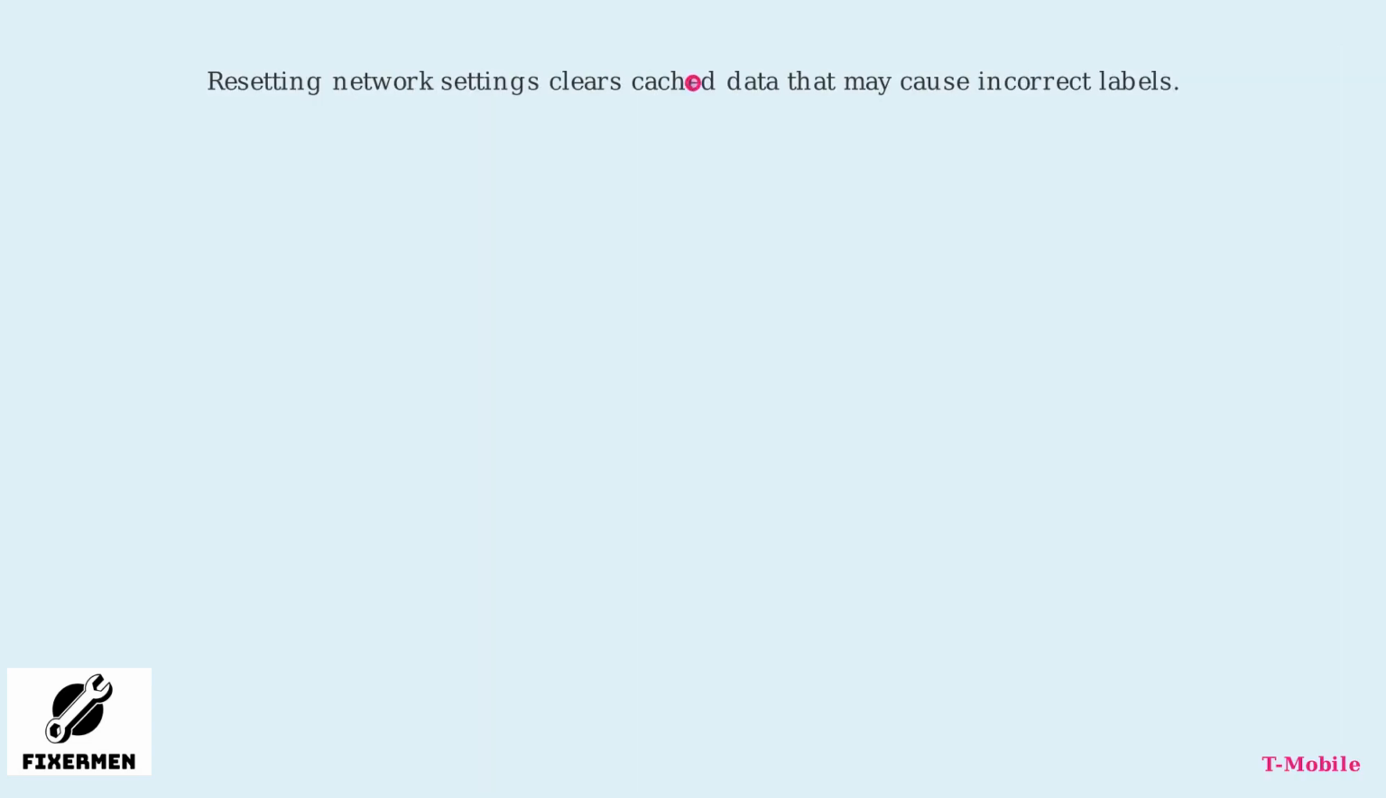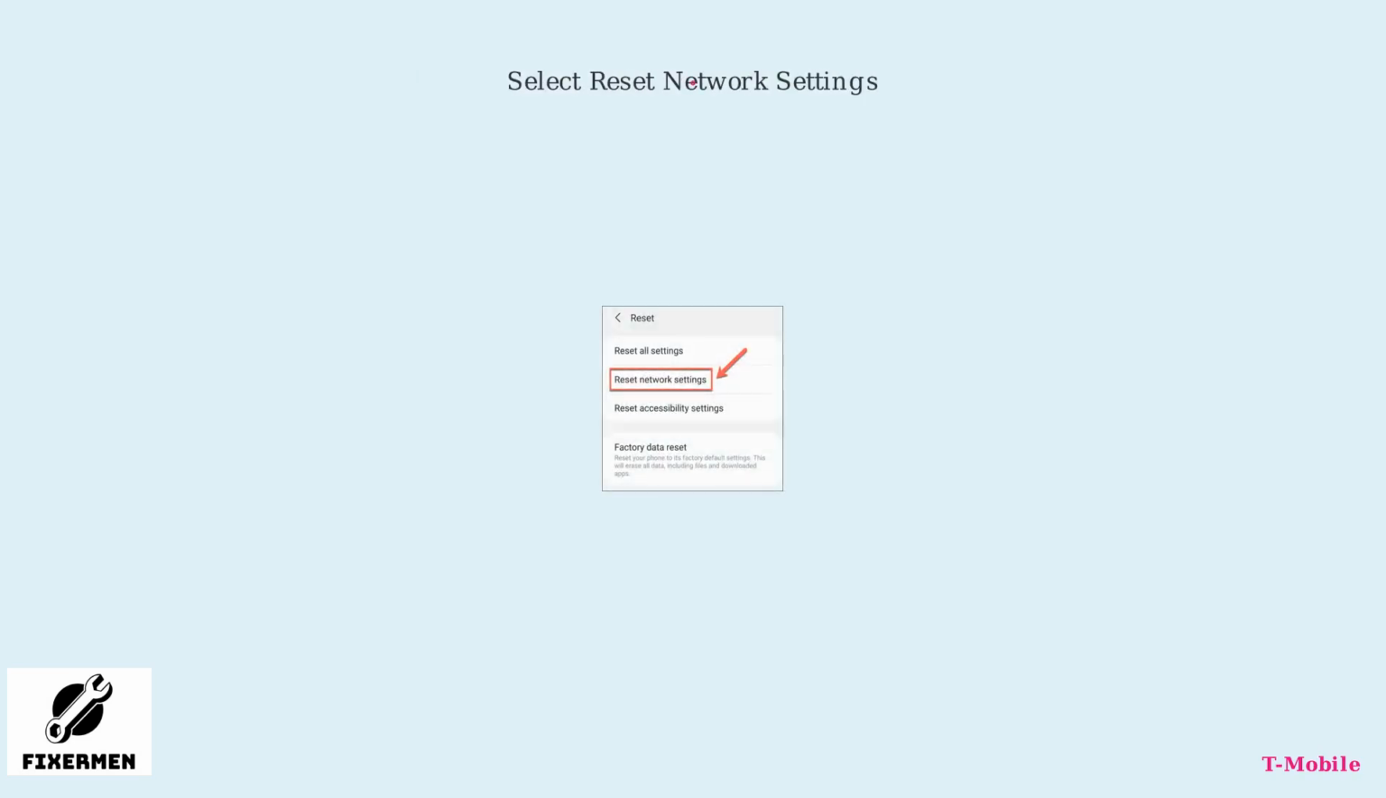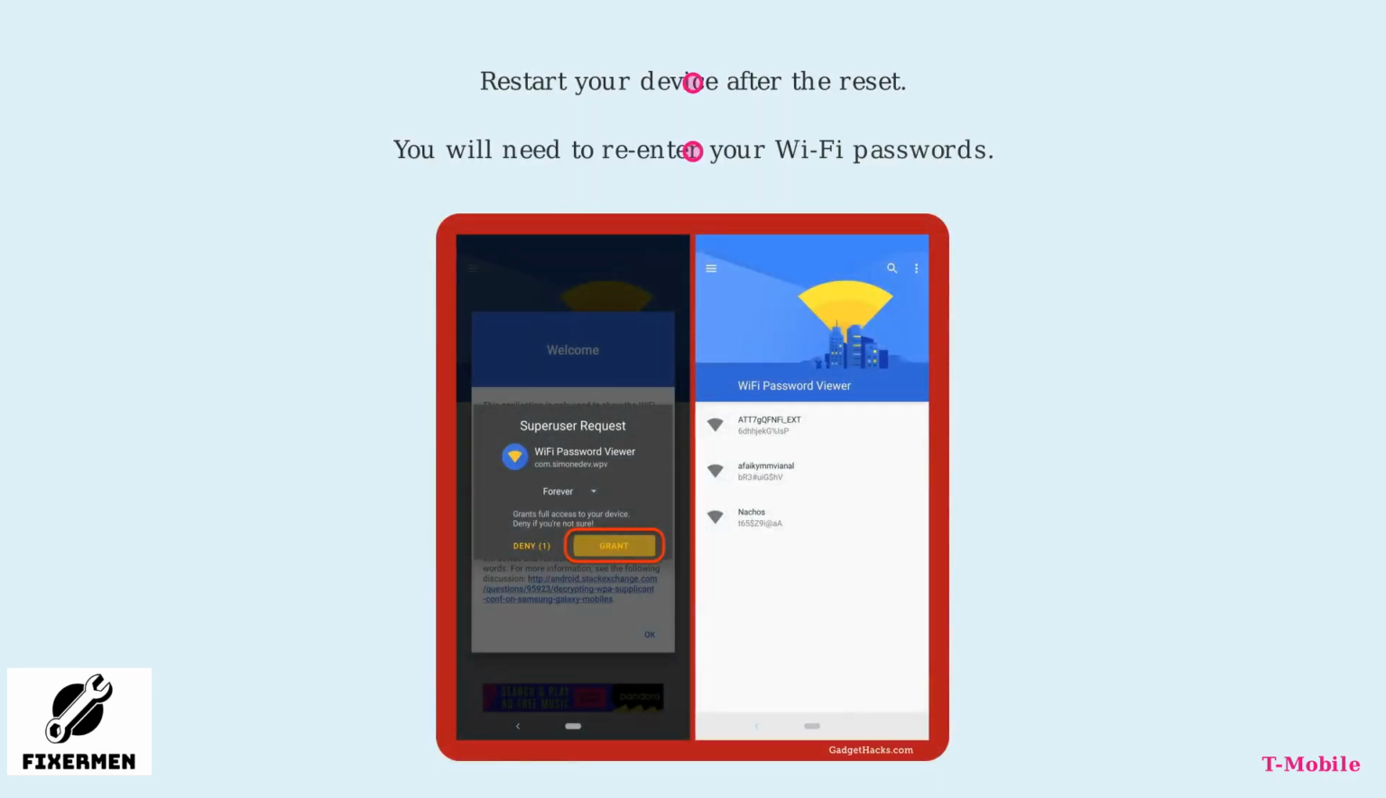Resetting your network settings can clear cached data that might be causing the incorrect label. Go to Settings, General Management, Reset Network Settings. This will reset Wi-Fi, Bluetooth, and cellular settings. Restart your device after the reset. You will need to re-enter your Wi-Fi passwords after doing this.